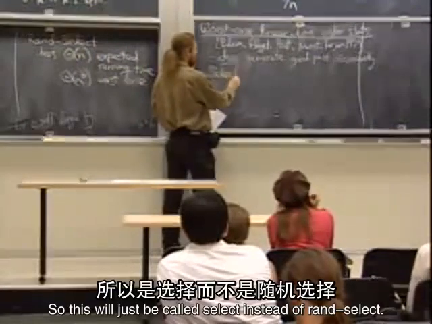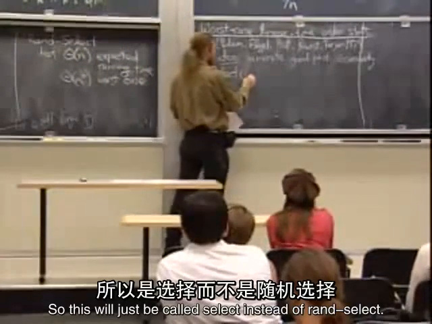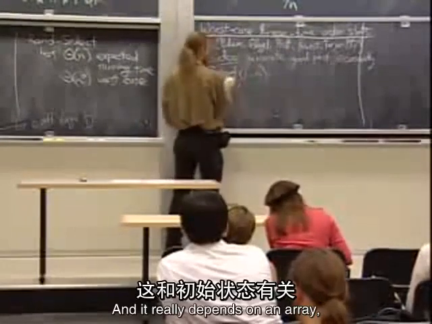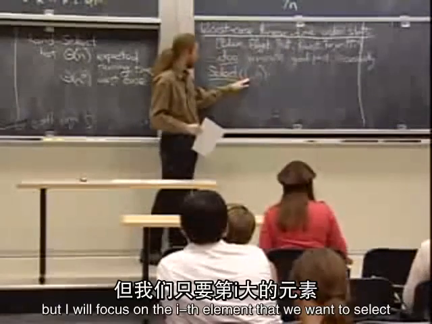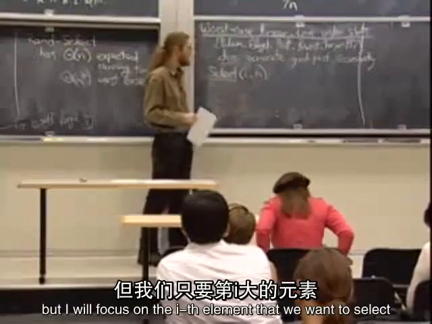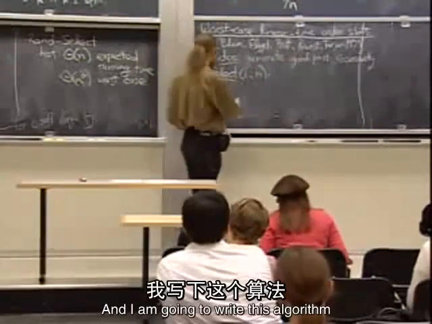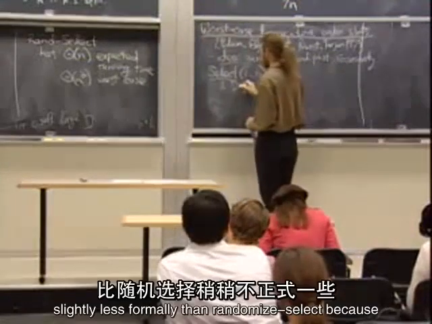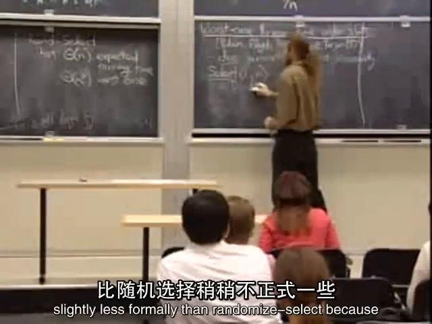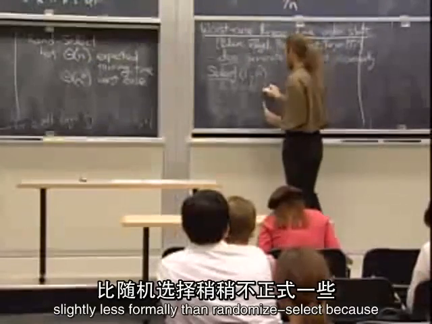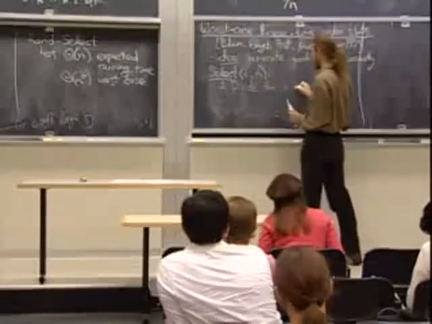So this will just be called select instead of random select. And it really depends on an array, but I'll focus on the ith element we want to select and the size of the array we want to select in. And I'm going to write this algorithm slightly less formally than random select because it's a bit higher level of an algorithm.